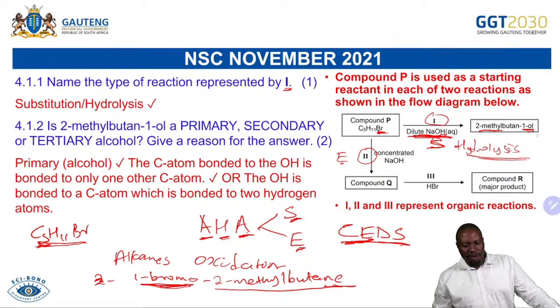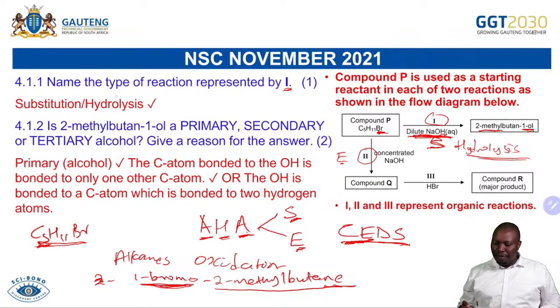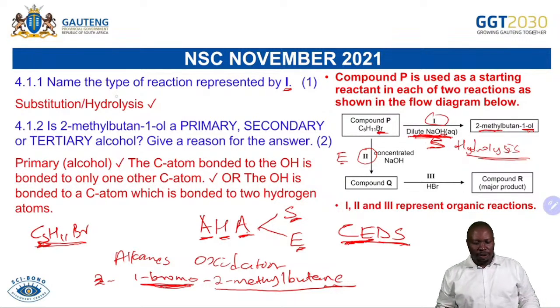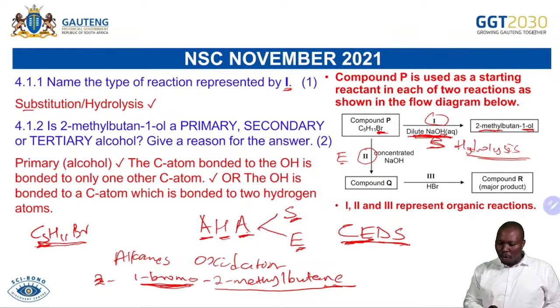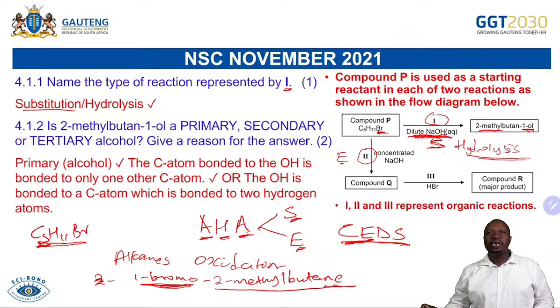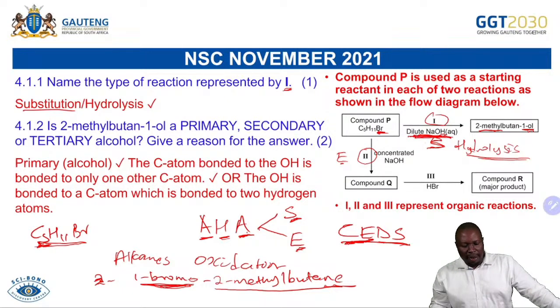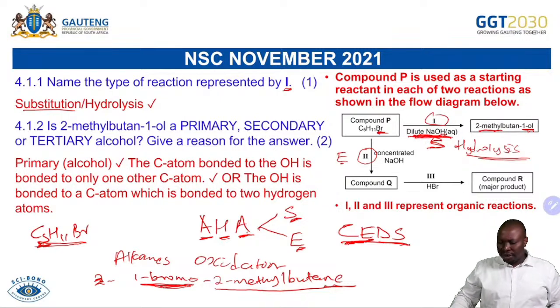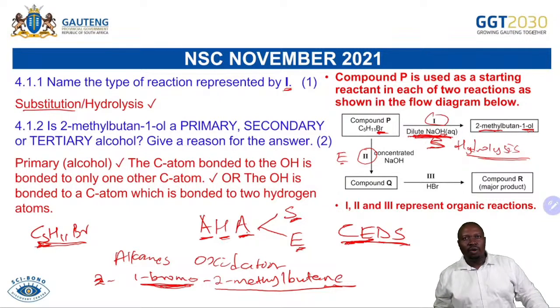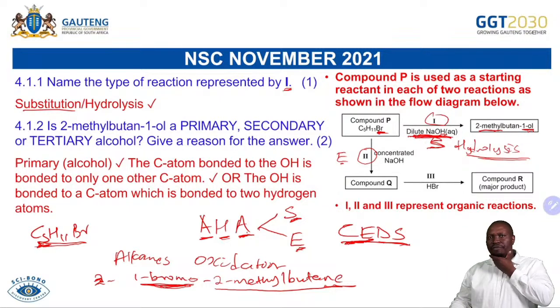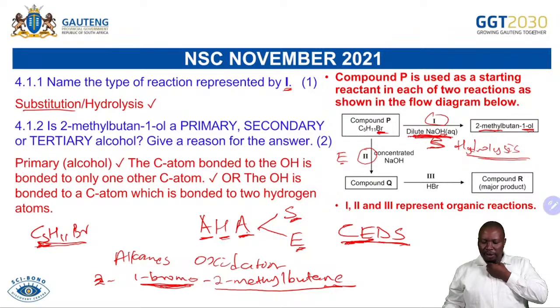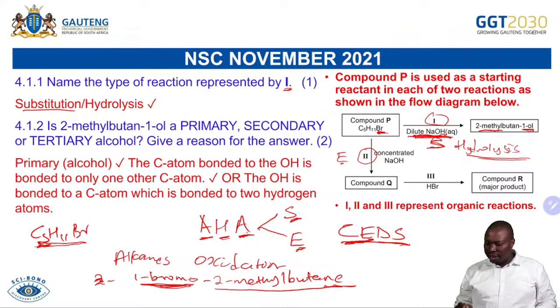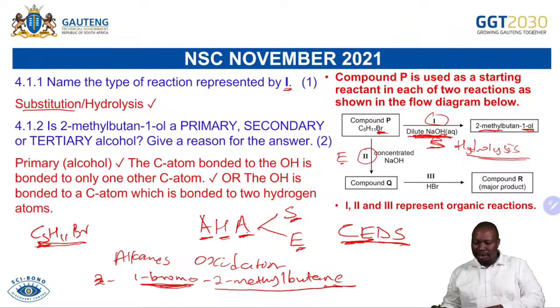And there were nice questions: name the type of reaction represented by 1, which is substitution, reaction 1. Why? Because we are using dilute sodium hydroxide. The next one was, is this a primary, secondary, or tertiary alcohol? And you were expected to give the reason. Now it's very important to always check whether this type of alcohol is primary, secondary, or tertiary.